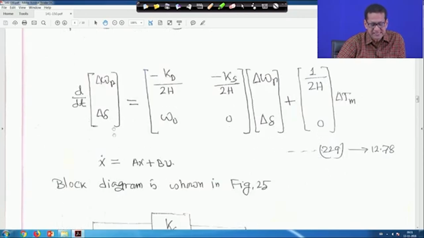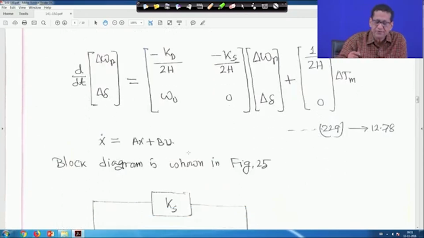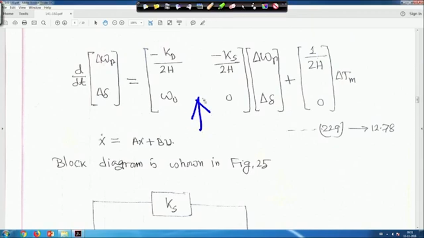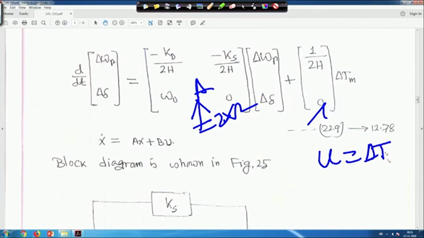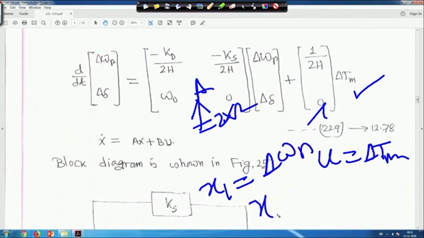This equation can be written as x dot is equal to A x plus B u. This is your A matrix, a 2 by 2 matrix, this is your B and this is your u. Here u is represented as u equal to delta T_m. And the state variables are x1 equal to delta omega r, and x2 equal to delta. This is my state variable equation.